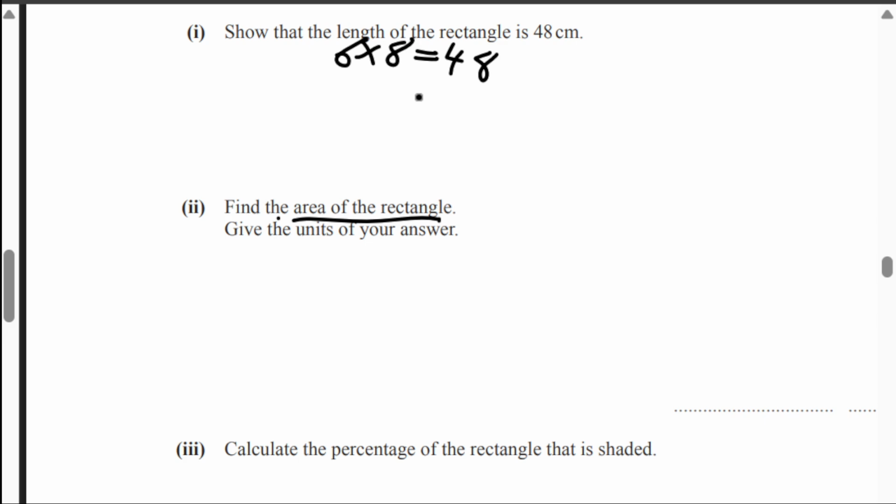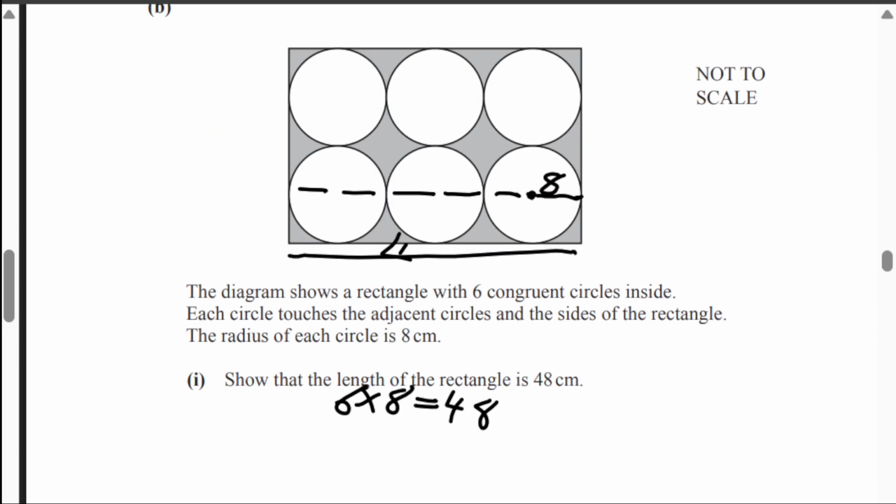The second question asked you to find the area of the rectangle. This is a nice question. Now we know this is 48. We need to know what's this to find the area. This is 8, 8, 8 and 8. So it's 32 because it's 4 eighths.